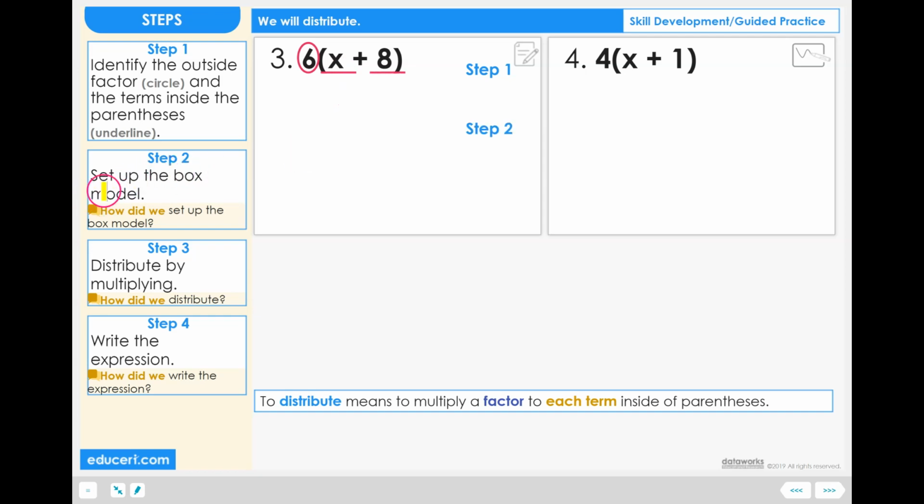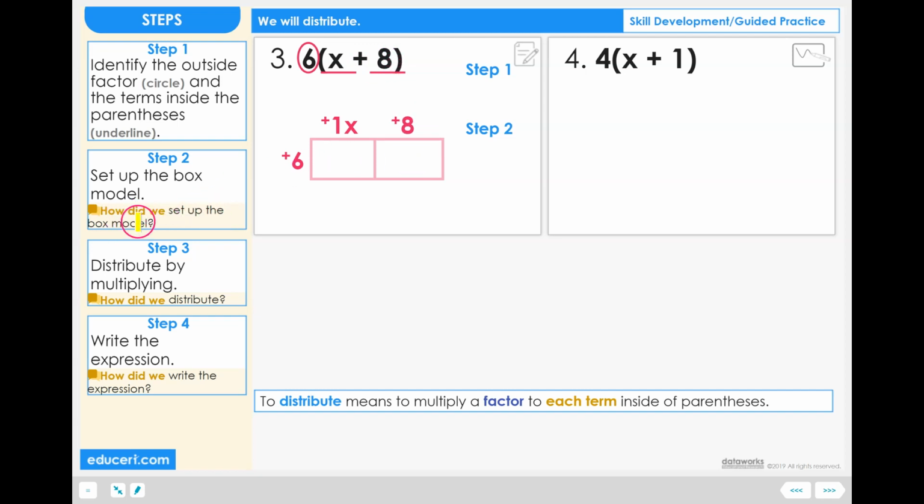Step 2. Set up the box model. We're going to draw our long rectangle, our line dividing through the middle. We're going to put the outside factor on the outside of the row. We're going to put the two terms from the inside at the top of the columns, starting with this positive 1x, and then this positive 8.